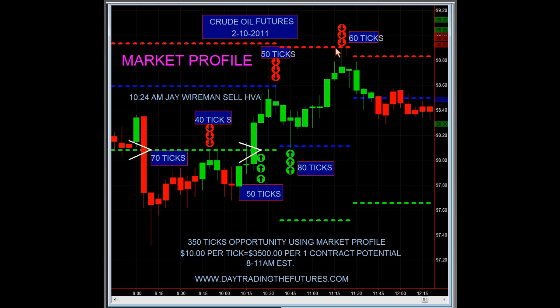Once again, it stops to the exact tick. We knew this level right here. Okay, I typed this in my trading room at 10:24 a.m. Eastern Standard Time. 10:24, right here. This is how leading market profile is, right here. Right when we broke through LVA, I said I'm looking to sell HVA. I'm selling HVA. Now this at the time was 98.30. I'm trying to sell 98.90.